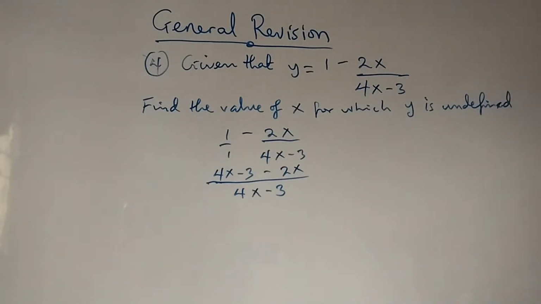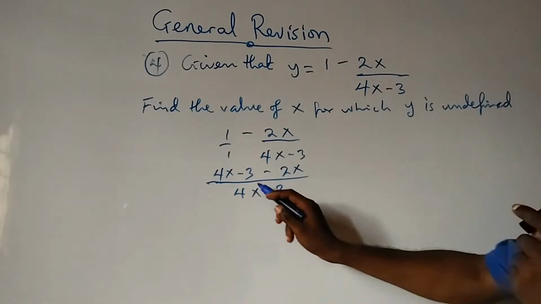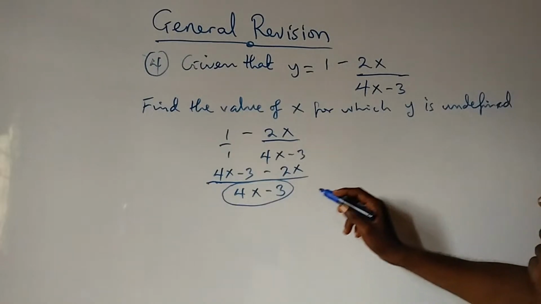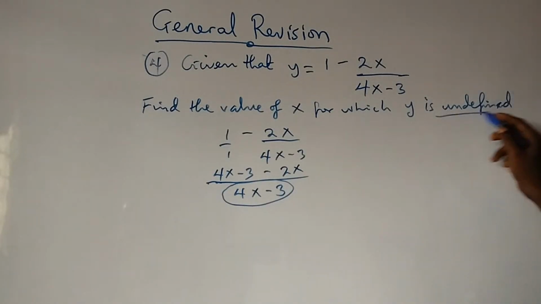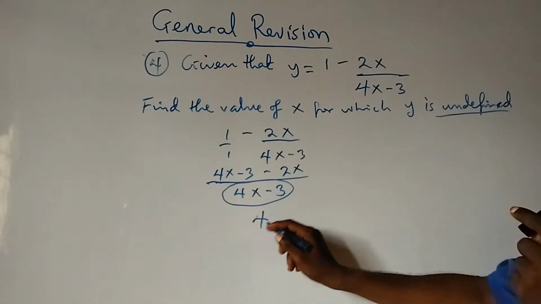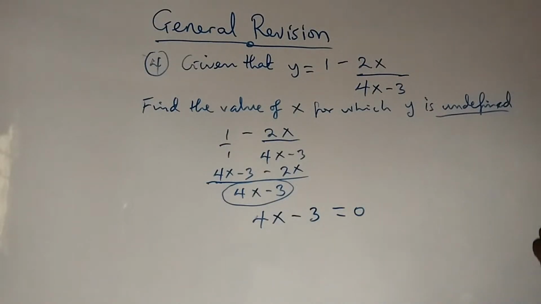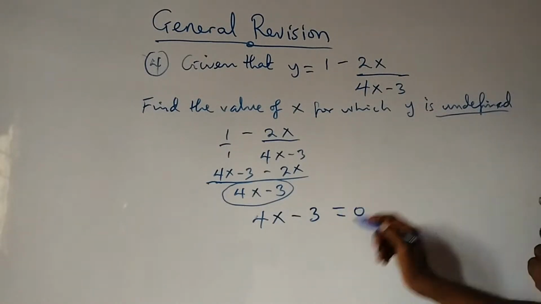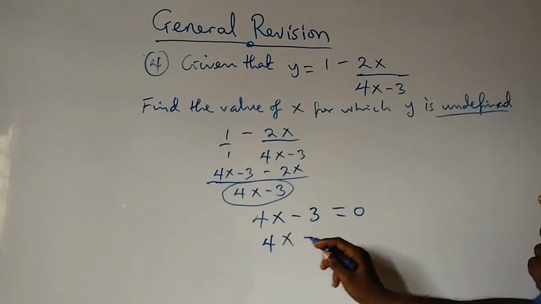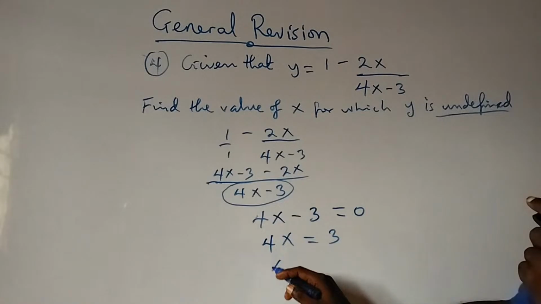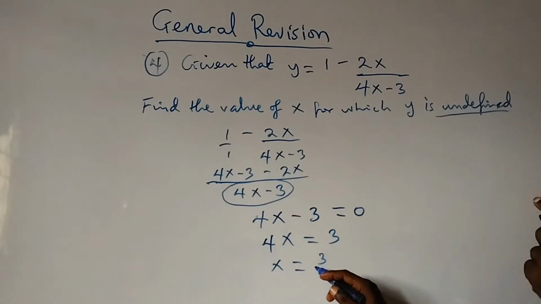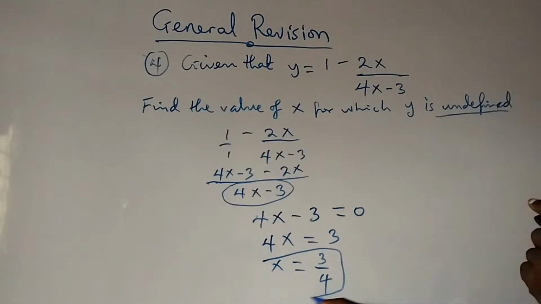And now, for this expression to be undefined, simply the denominator here has to be equal to 0. That is, for an undefined expression of y, we say we have 4x minus 3 equals 0. So we can find x here by taking the minus 3 to the other side. We have 4x equals 3. And therefore, x equals, dividing both sides by 4, 3 over 4. So this here is the value of x for which the expression y is undefined.